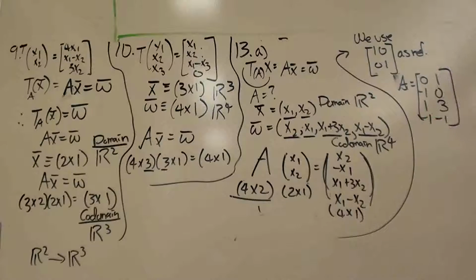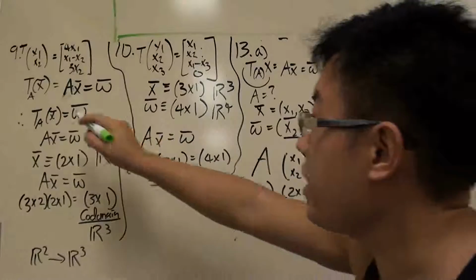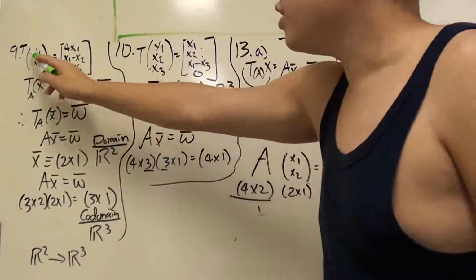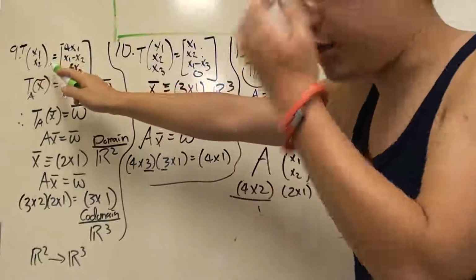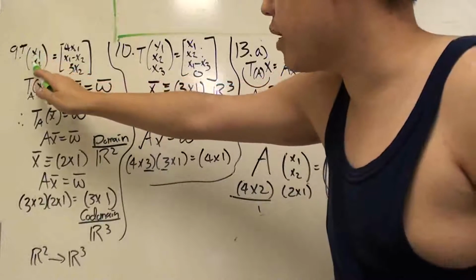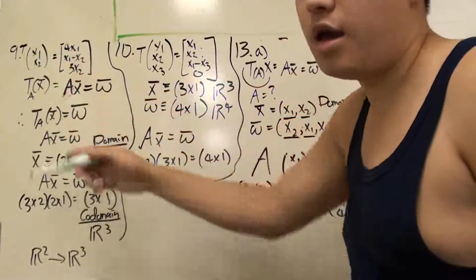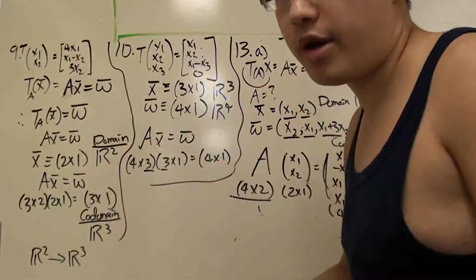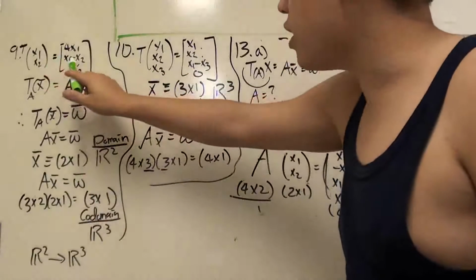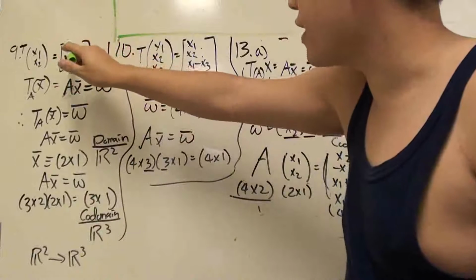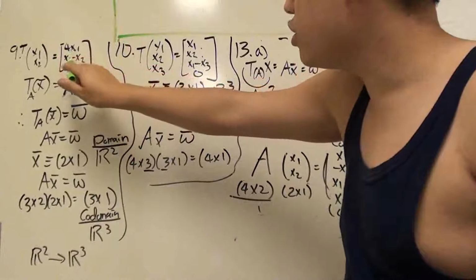Okay, moving on to question 9. Again, it's the same idea, right? But they just put it in a little bit different format. So this is just like f of x equals y, right? So a transformation using this input x1, x2, which happens to be an x vector, and remember the x vector was the domain, right? Your input, right? That will give you this resultant vector, which is the w vector, right? So that's going to be 1, 2, 3.